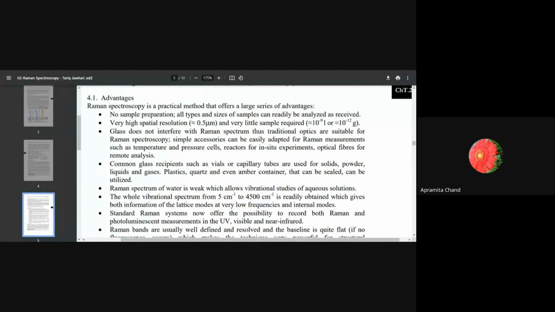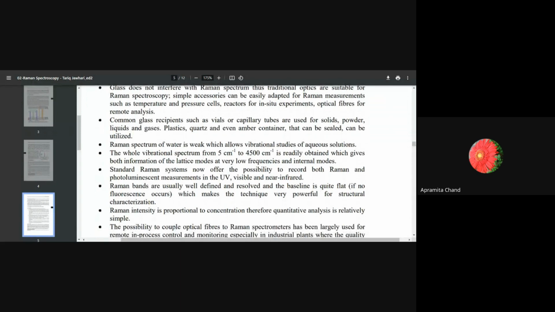In fact, since glass does not interfere, any kind of glass tube or vial can be used for solids, powders, liquids, and gases. As mentioned before, we do not need any kind of sample preparation. Even if you are using a tube made of quartz or plastic, if it is sealed, that also can be used.